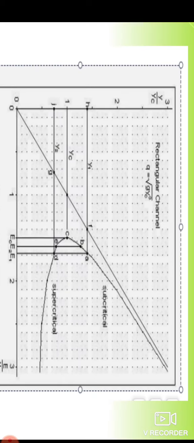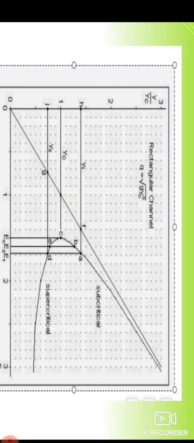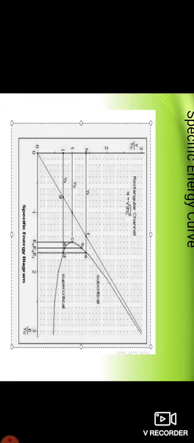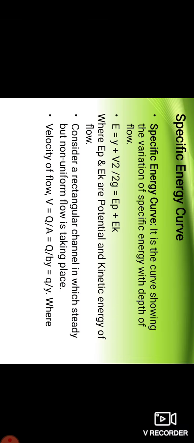From the above equation, the graph is plotted between E along the x-axis and depth along the y-axis. This will be the specific energy curve. Along the y-axis is the depth, that is y1, y2, y3, and along the x-axis is the specific energy. While plotting the specific energy along the x-axis and depth along the y-axis, this is called the specific energy curve.